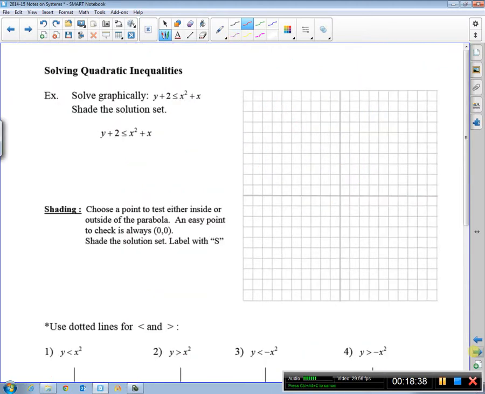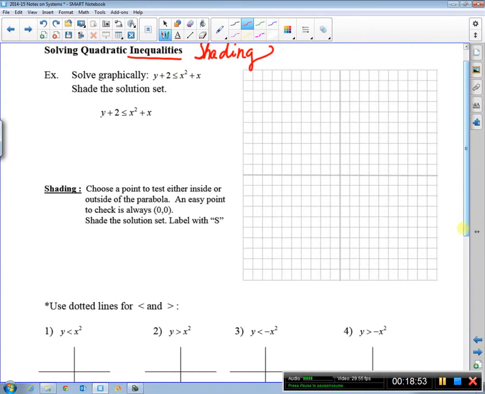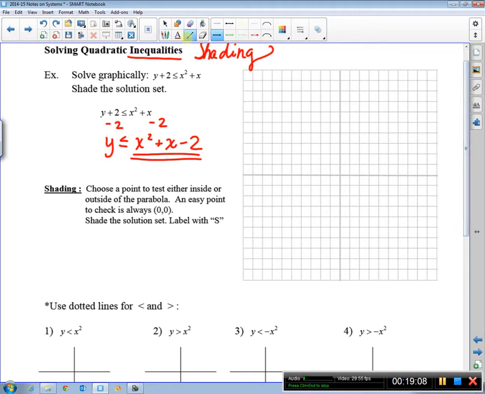So now we're moving into inequalities, and the important part about inequalities is that there's shading involved. So we need to know which way we're shading most of the time. Let's take this first example and bring this 2 over. So we have y alone. We want y alone, and we have a parabola on this side. So we're going to graph the parabola first of all, and then we're going to decide whether we're shading above the parabola or below the parabola.